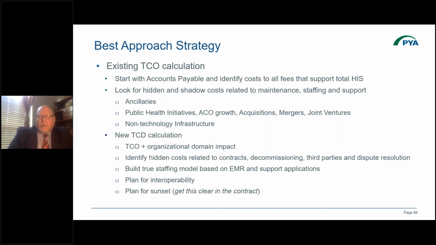So things that are kind of new in the total cost of decision. Obviously, it's the TCO plus the organizational domain impact. What's the impact to the organization footprint with this decision? We mentioned earlier the ACO change, which is kind of a surprise for some people. You may have contractual pieces where you could be violating a contract by doing certain things from a maintenance standpoint. So know that early, and that there's a penalty to get out early.